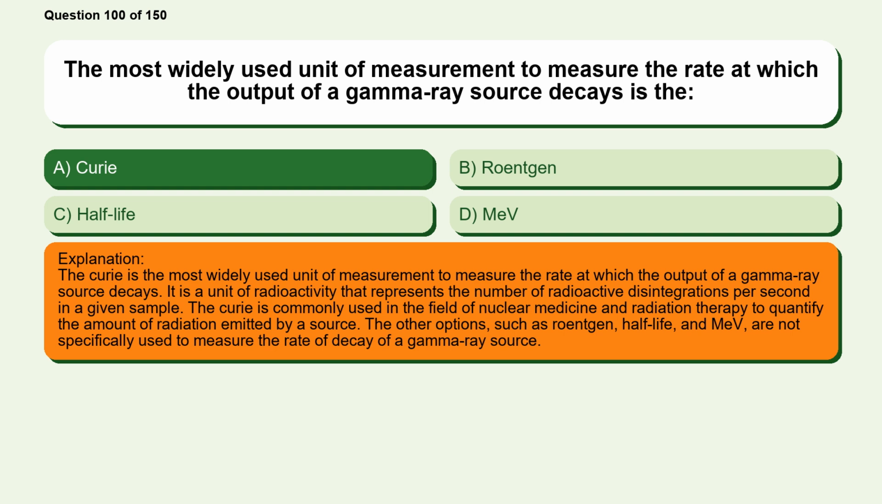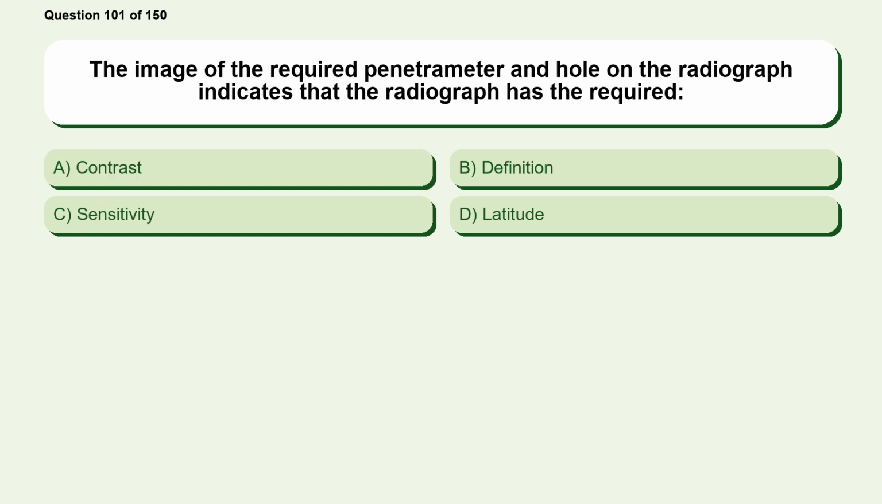The curie is the most widely used unit of measurement to measure the rate at which the output of a gamma-ray source decays. It is a unit of radioactivity that represents the number of radioactive disintegrations per second in a given sample. The curie is commonly used in the field of nuclear medicine and radiation therapy to quantify the amount of radiation emitted by a source. The other options, such as Röntgen, half-life, and MeV, are not specifically used to measure the rate of decay of a gamma-ray source.